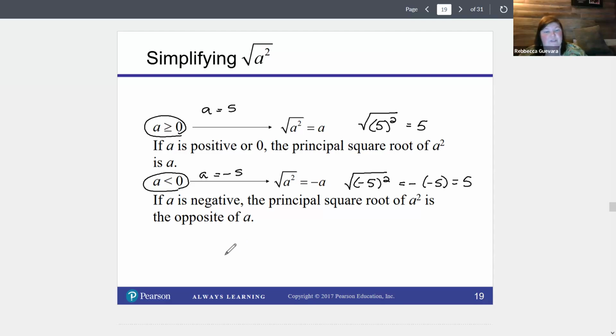So another way we say this, and we're going to say it again in a moment, is that for any a, the square root of a squared is going to be the absolute value of a. We should always get a positive root back because we're only getting principal roots.